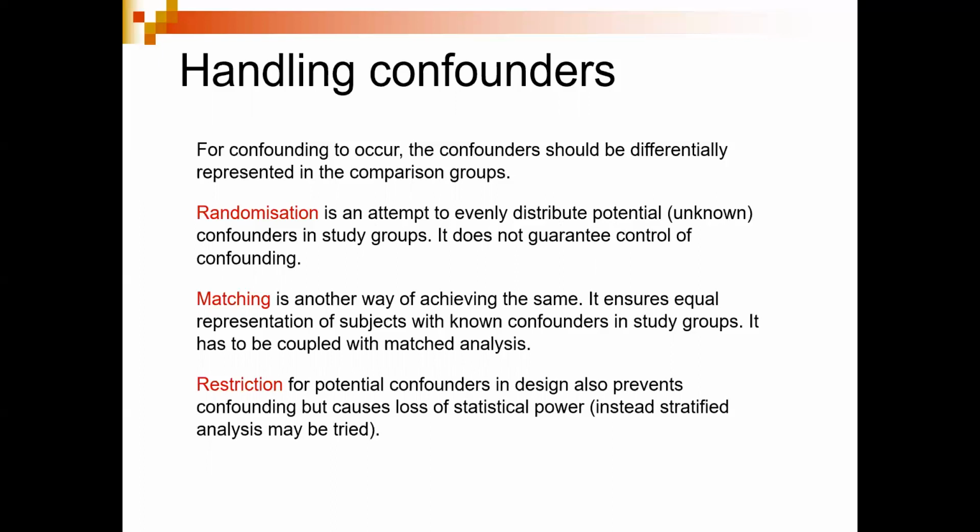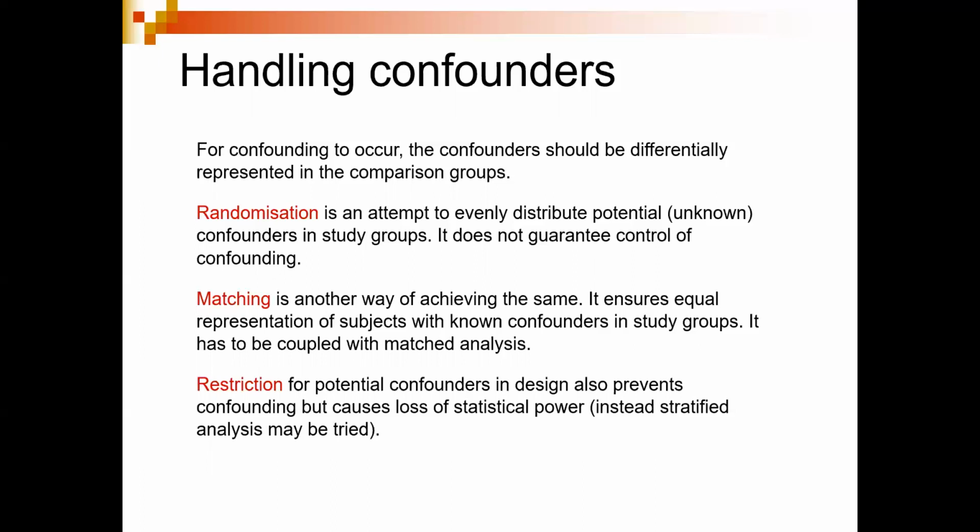Let's say you've got an intervention group and a control group. So you have your study population. If you randomly assign them to those two arms, you're actually distributing the potential confounders into those groups. But it does not guarantee the control of confounding.